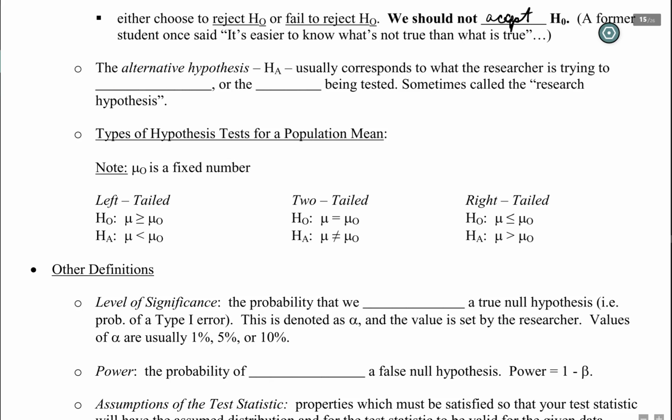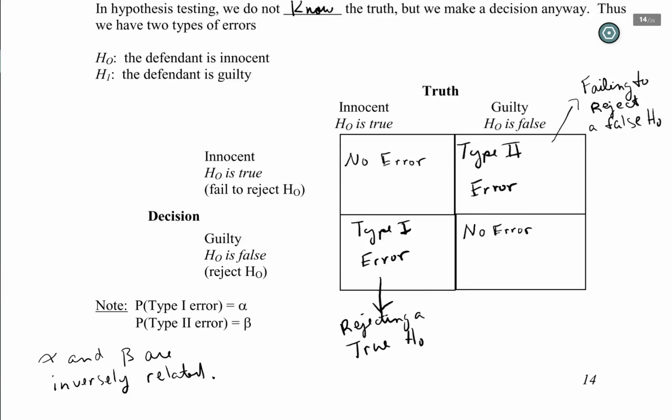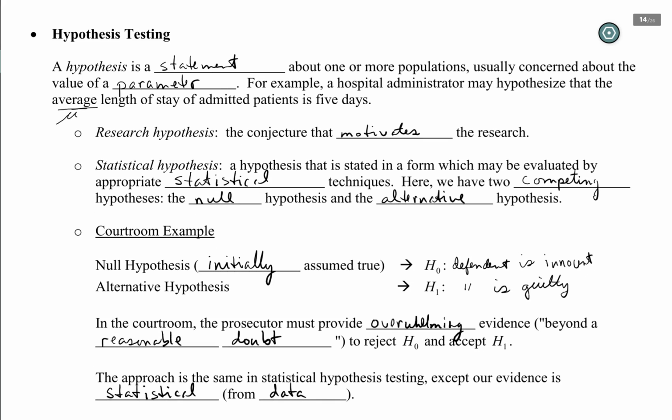Or the research hypothesis being tested, or the claim. I need to back up. It corresponds to what the researcher is trying to support or the claim being tested. Okay, so at the very beginning here we had a claim that a hospital administrator said that the average length of stay for admitted patients is 5 days. We could test that claim. All right, that sort of thing.